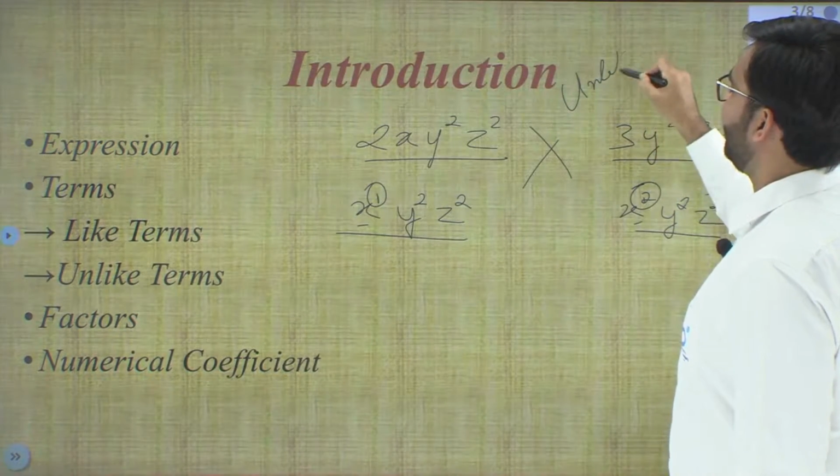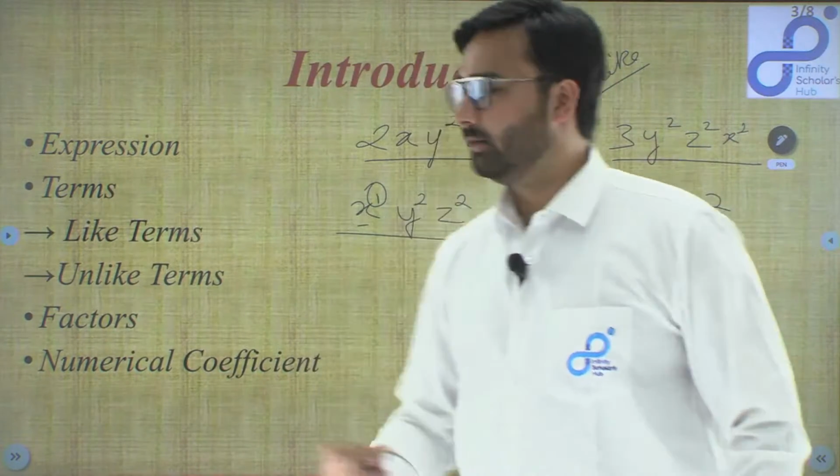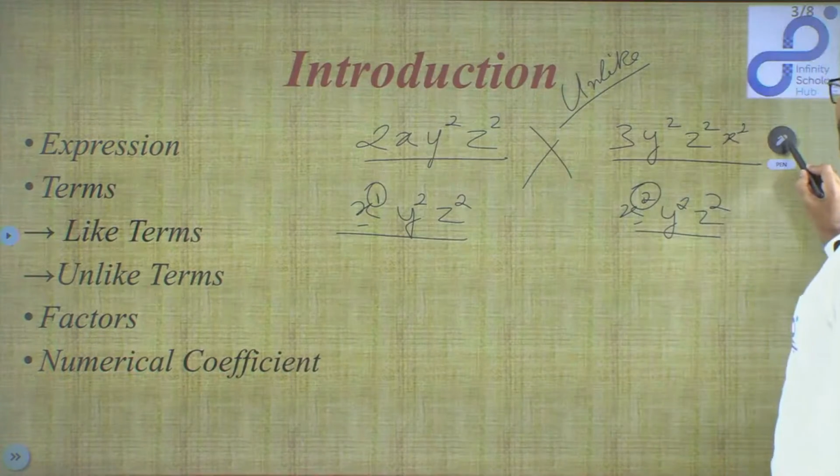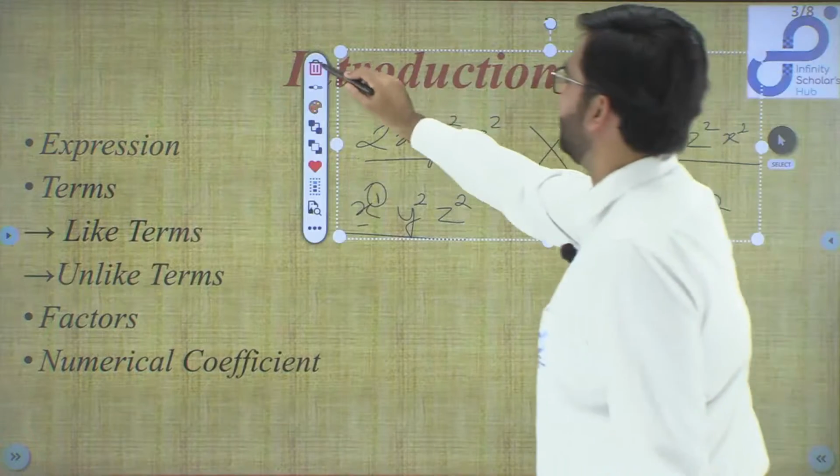So they are what? They are unlike. Okay, and unlike terms cannot be added and cannot be subtracted. Okay, fine. Let's move on to the next important definition in this chapter, which is factors.